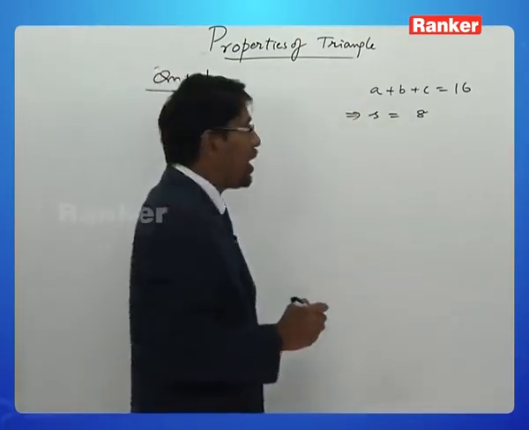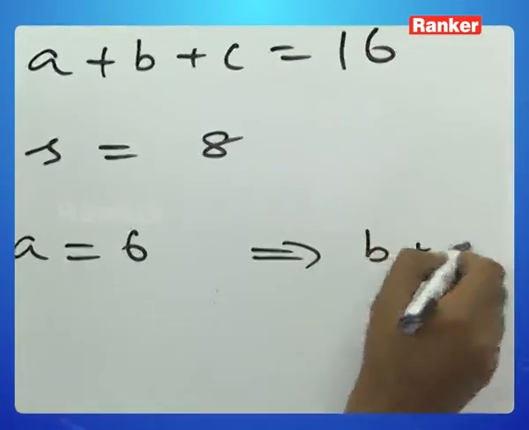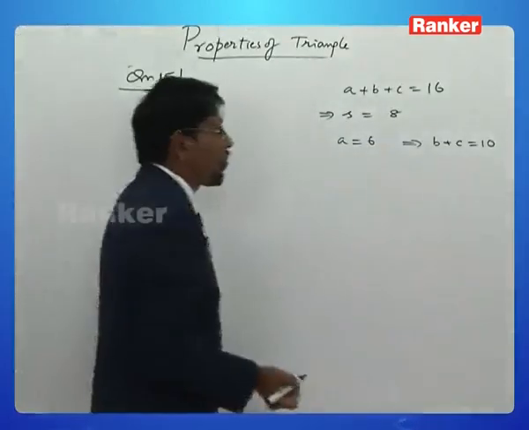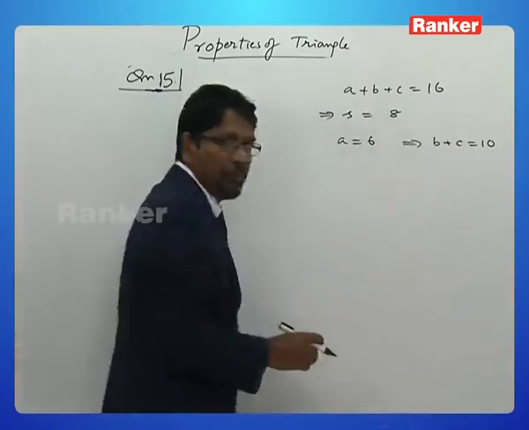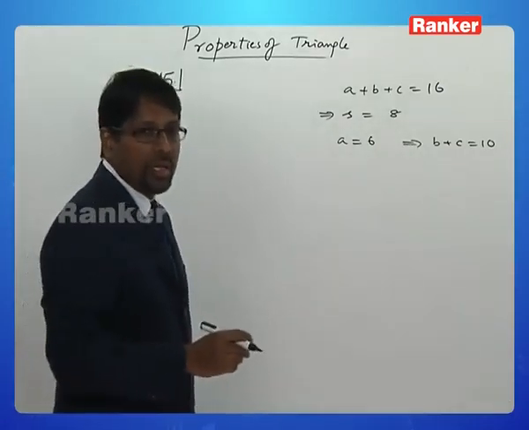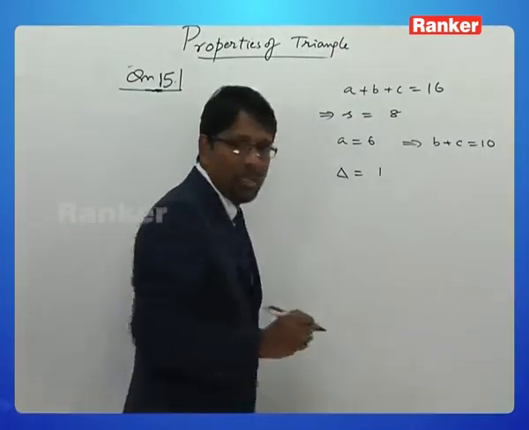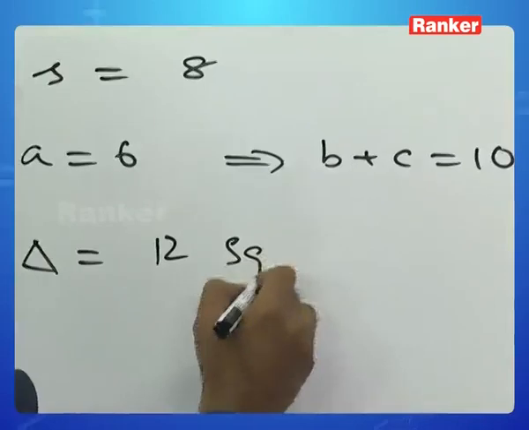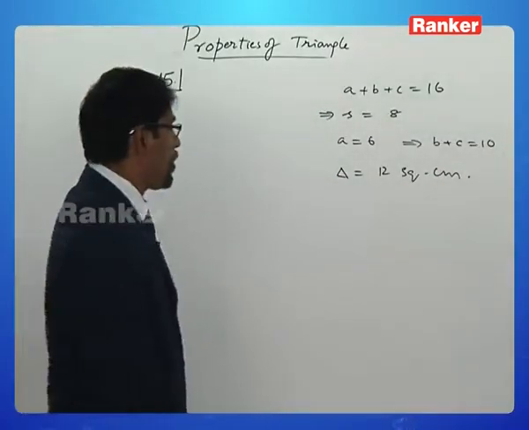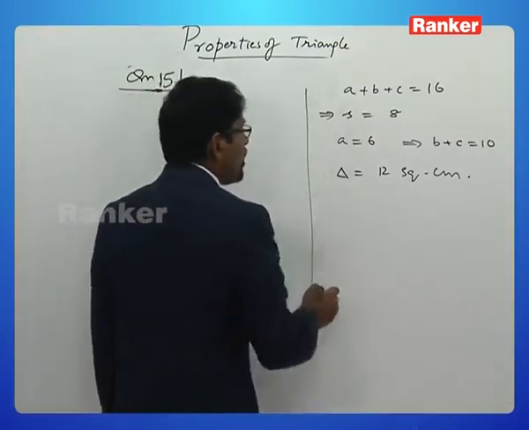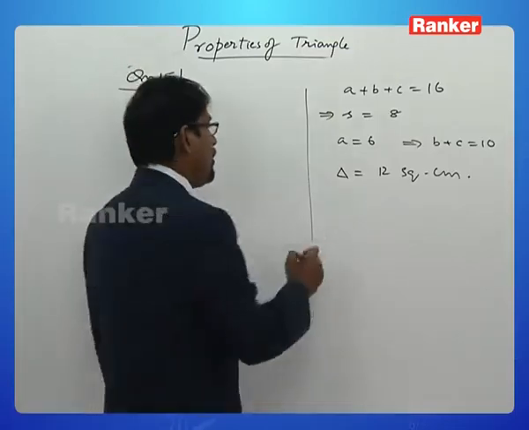One of the sides is of length 6, so let us say a is 6. This implies b plus c has to be 10. And what else are we given? We are given that the area of the triangle, delta, is equal to 12 square centimeters. But what is area given in terms of the sides? We use Heron's formula.